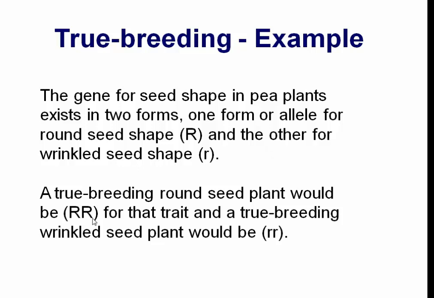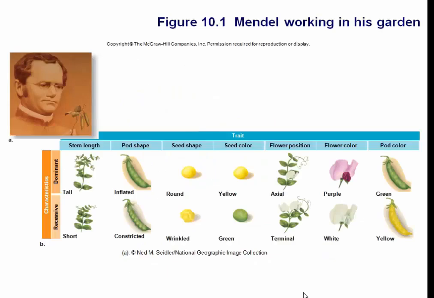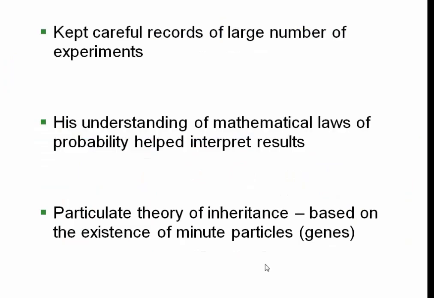So a true breeding would have a dominant allele from mom, a dominant allele from dad, and so ends up with capital RR. And then a recessive trait would be two recessive alleles together. The kind of things he looked at were tall and short, plump and wrinkled, green and yellow, flower color and pod color. And these are the traits exactly that he looked at. You'll see that this row across the top is dominant. This row across the bottom is recessive. So he kept records of those experiments and those numbers, and he saw it in numbers.